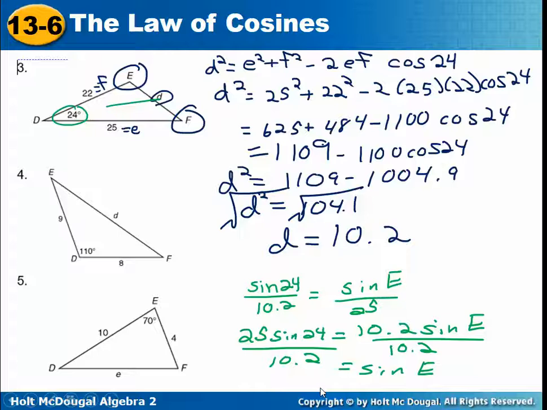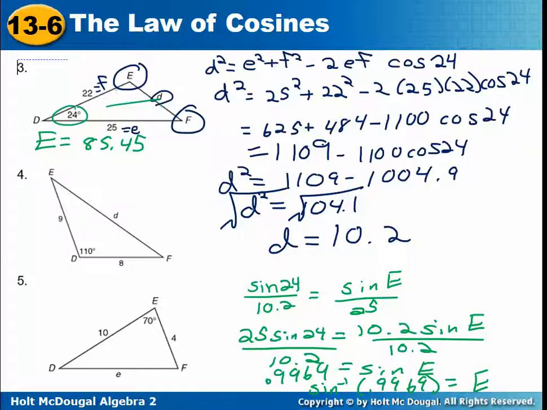So sine of 24 is about 0.4067. I need to multiply that by 25. So I get 10.1684 and divide that by 10.2. So I get that the sine of E is equal to 0.9969. And now I need to take the inverse sine of that 0.9969 in order to find what angle E is equal to. So inverse sine of 0.9969 is equal to 85.48. So E is equal to 85.487, so I'll round that to 85.45.